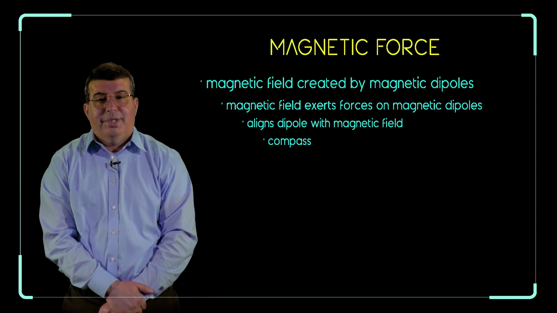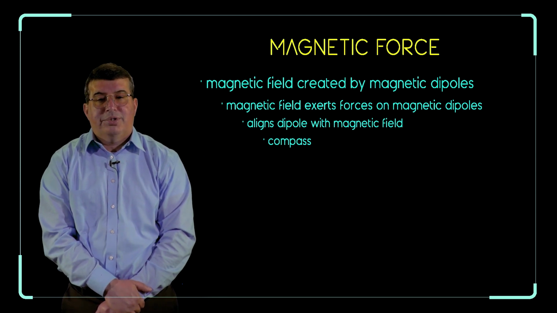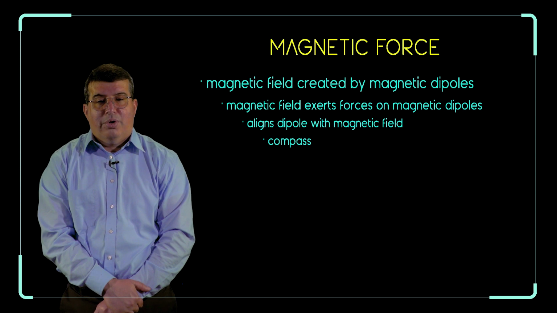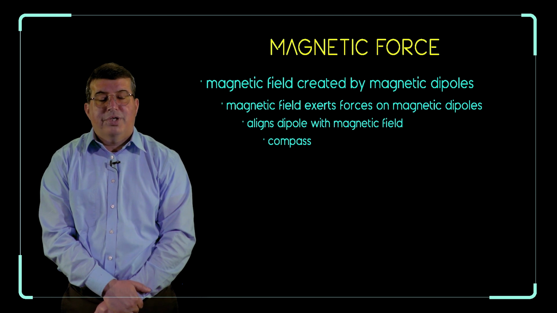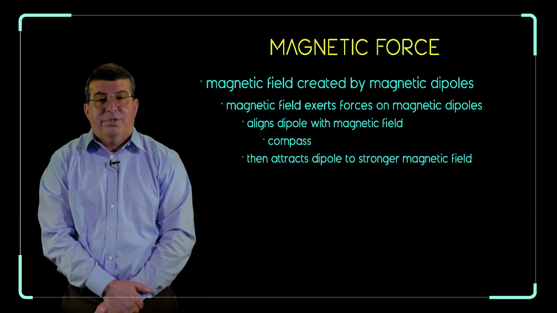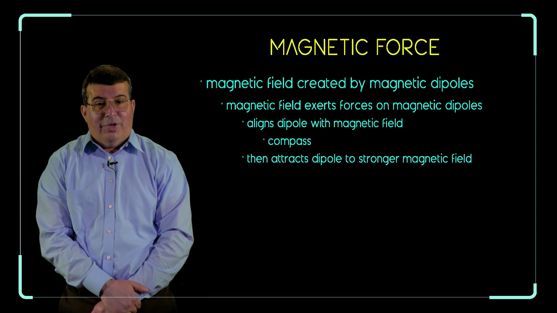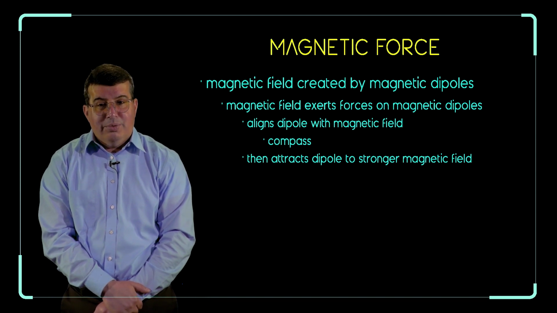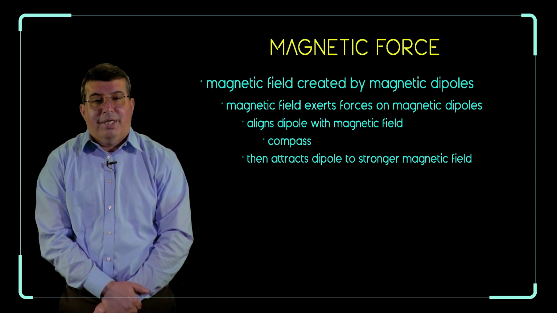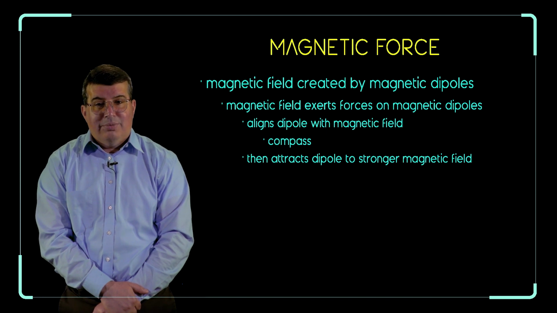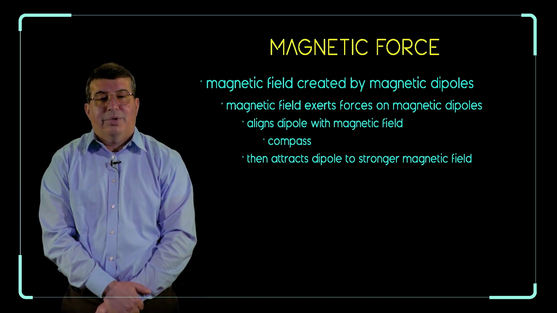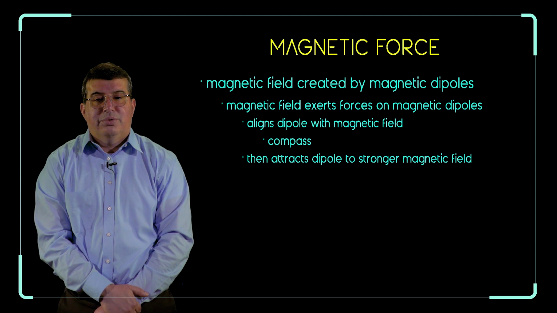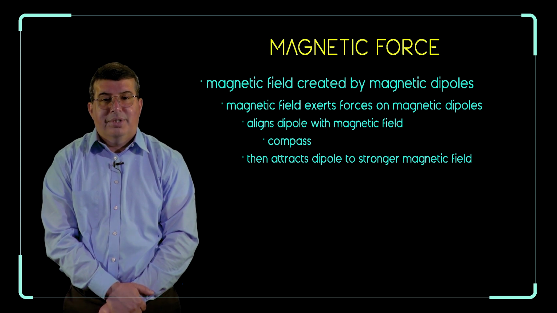Then, once the magnetic dipole is aligned with its north in the direction of the magnetic field, the dipole will be attracted in the direction of the stronger magnetic field. So a magnet will have two effects on another magnet. First, it will rotate the magnet so that the magnet is aligned with the magnetic field, and then it will attract the other magnet to the stronger magnetic field.